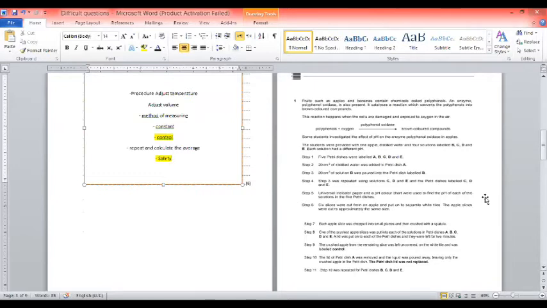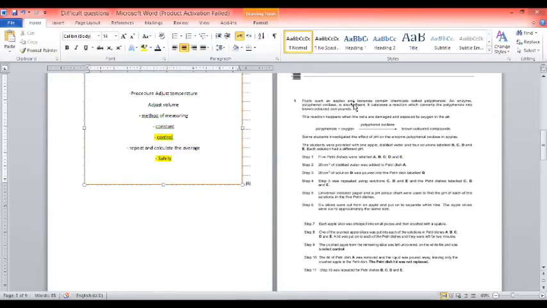In this investigation, as you can see here, he is telling you that fruits such as apples and bananas contain chemicals called polyphenols. An enzyme, polyphenol oxidase, is also present. It catalyzes a reaction which converts the polyphenols into a brown colored compound.